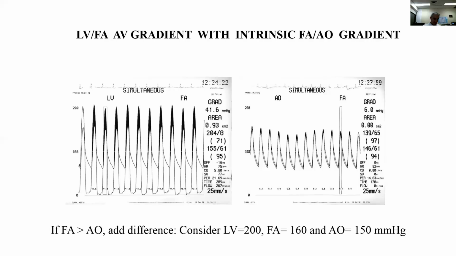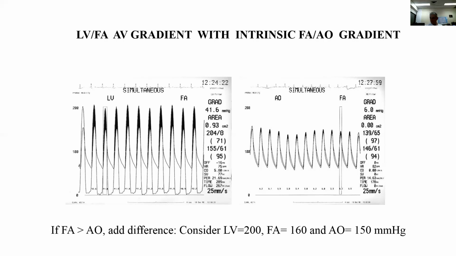If, on the other hand, the femoral artery is lower than the aorta, let's reverse the pressures here and say the higher is aortic and the lower is femoral, then you subtract the difference because you're measuring the difference between the left ventricle systole and the femoral artery, but the femoral artery is falsely low. So you're exaggerating the gradient. So you have to subtract that difference to get the true gradient.